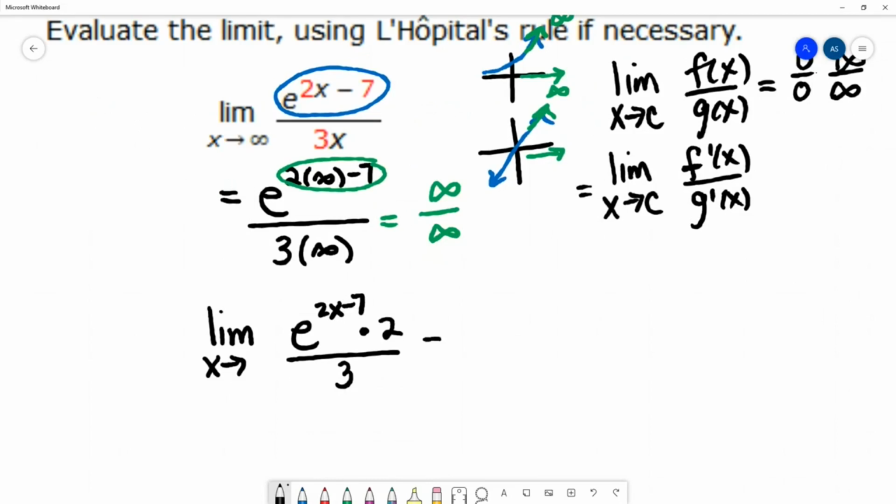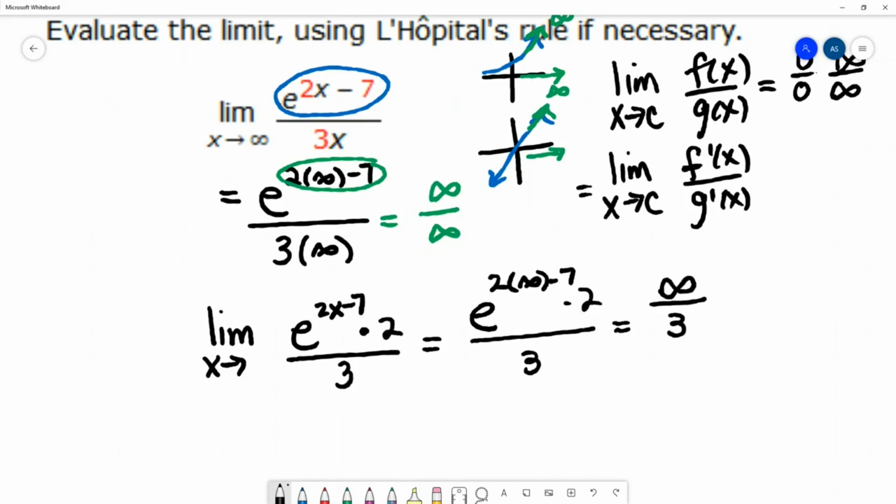we get e to the 2 times infinity minus 7 times 2 over 3. So the numerator is very similar to the original function and will approach infinity, but now we don't have infinity in the denominator anymore. We have a constant. Infinity divided by 3 is infinity. So we've solved that limit and it's infinity.